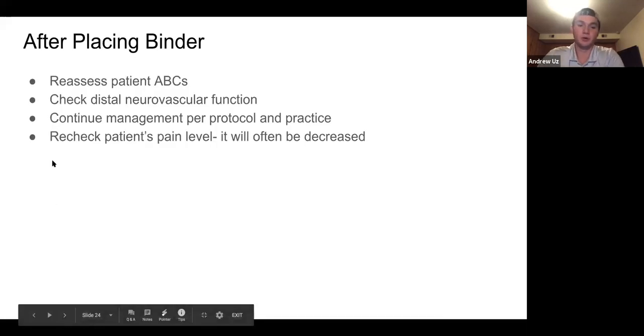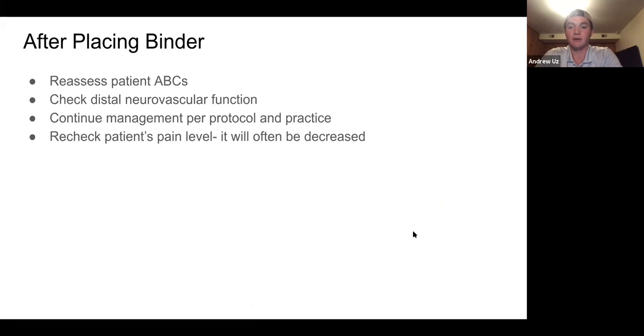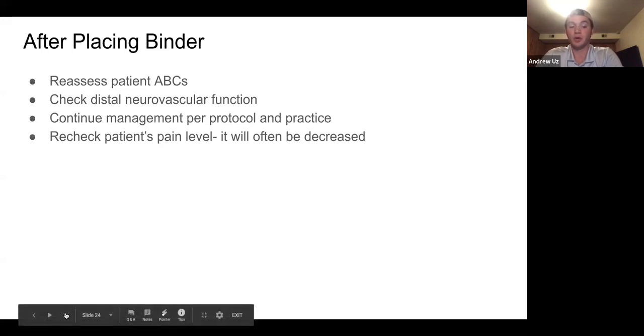Once you have the device on, you're going to reassess the patient like after any intervention. You're going to want to double check the distal pulse, motor, and sensory, same as if you splint any other part of the body. And then just continue managing the patient. Oftentimes, the pelvic binder will help to a fairly significant level to reduce the patient's pain. Keep in mind that along those arteries and veins, there are a lot of nerves, so any kind of injury in that area will be extremely painful. By putting a pelvic binder on, you can significantly reduce their pain.